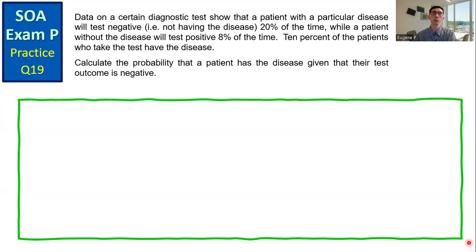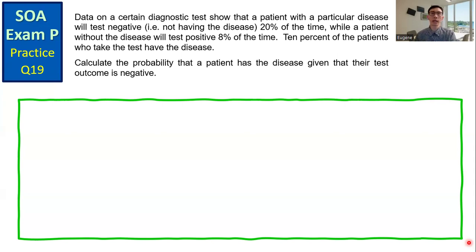SOA exam P practice question number 19. Data on a certain diagnostic test show that a patient with a particular disease will test negative 20% of the time, while a patient without the disease will test positive 8% of the time. 10% of the patients who take the test have the disease. Calculate the probability that a patient has the disease given that the test outcome is negative.